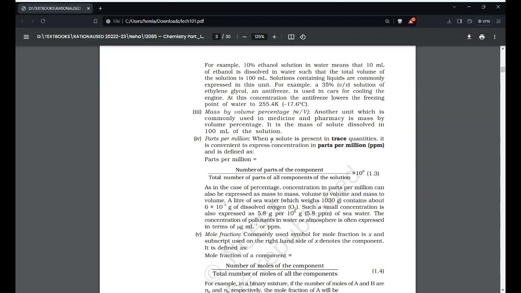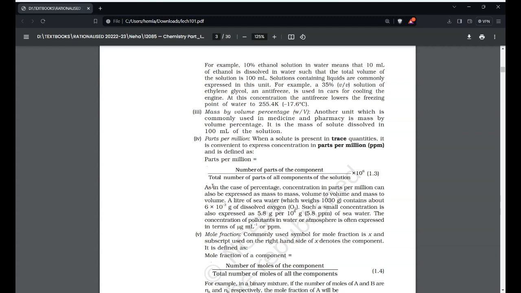Parts per million. When a solute is present in trace quantities, it is convenient to express concentration in parts per million, and it is defined as the number of parts of the component upon the total number of parts of all components of the solution into 10 to the power 6. Now this is the example.